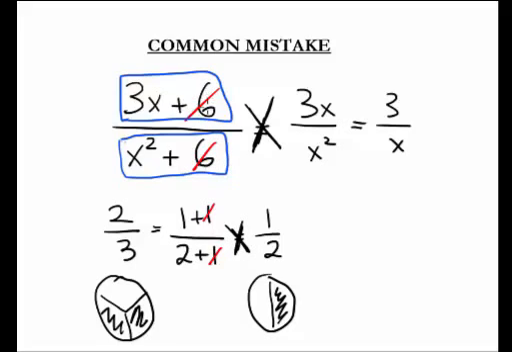You can cancel the 6's if they were factors, right? So if it was something like 6 times 3x over 6 times x squared, yeah, cancel the 6's all you want. This is okay, right? But if it's plus 6, it's a part of this whole 3x plus 6 expression, okay? And so you can't cancel just any old parts that you want. Great. Let's take a look at a couple more examples.